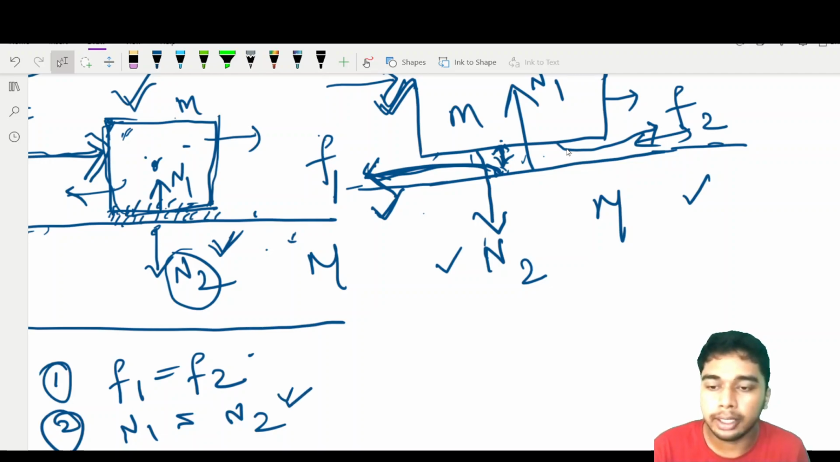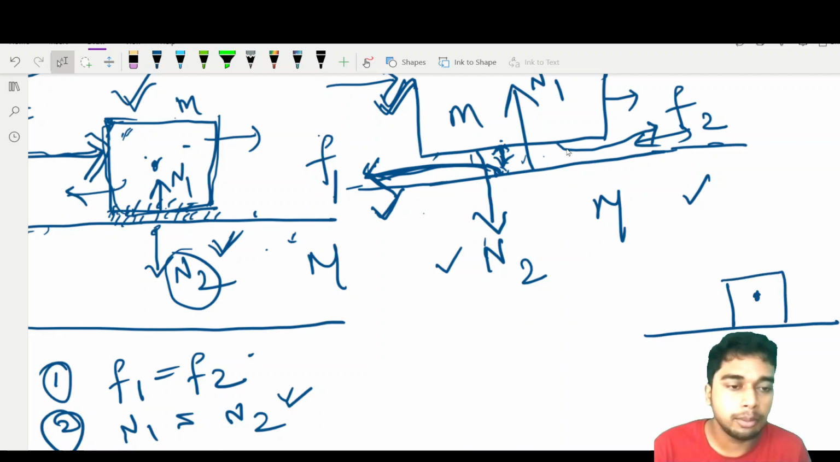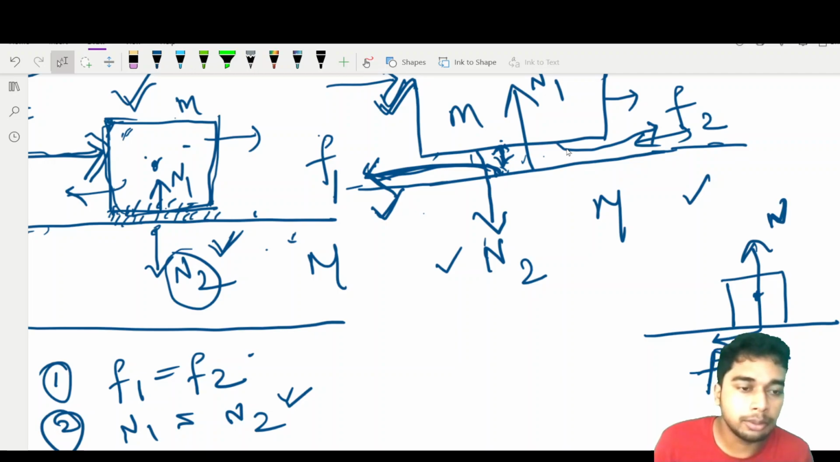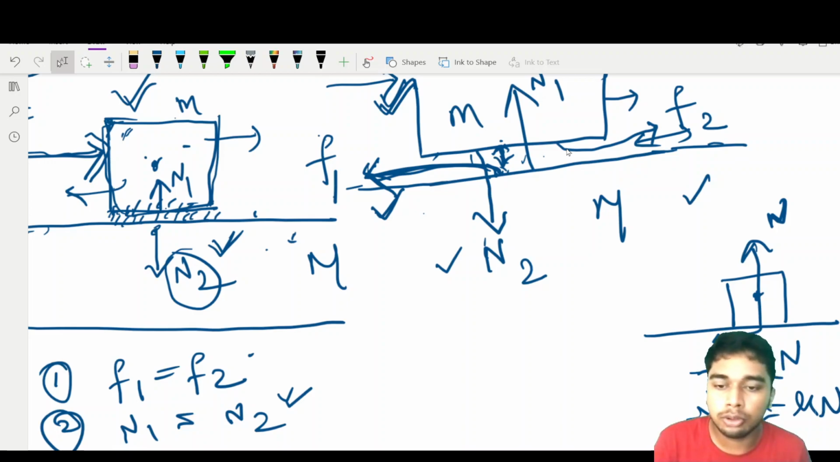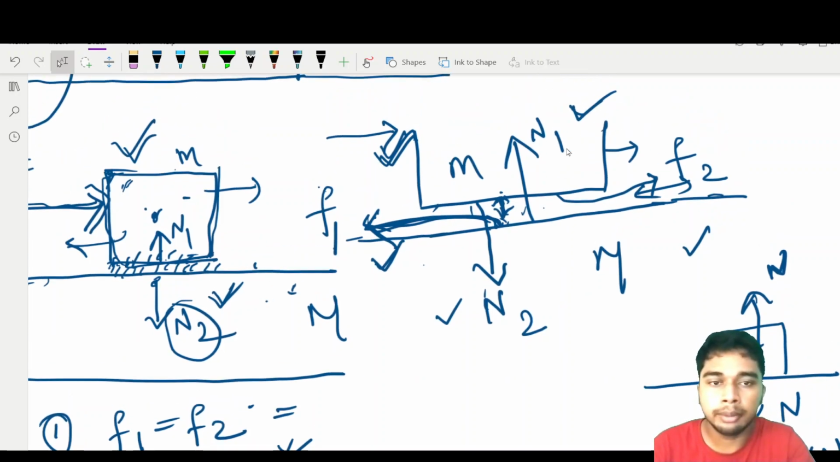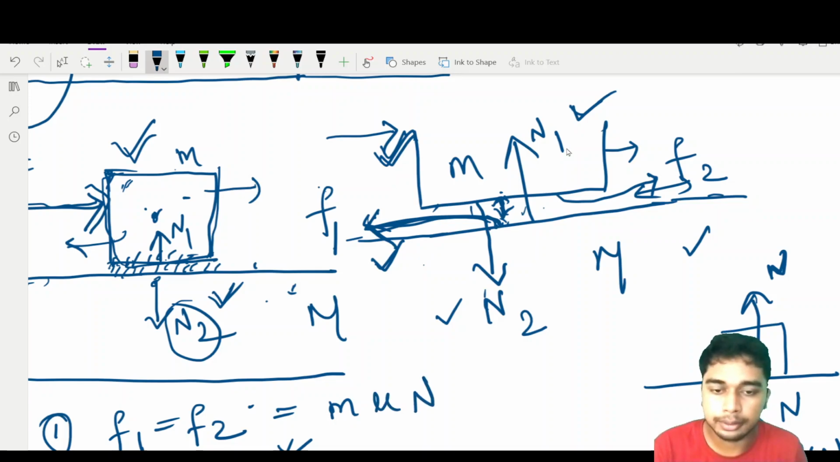So what is f? For example, if I consider from the definition that there is a block and there is a friction acting between. From the definition, it says that this frictional force is proportional to the normal reaction. So f is equal to mu N. So here it will be small f, I can directly write mu times N, because this is N1.